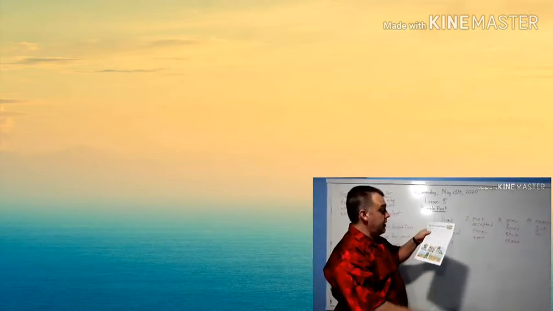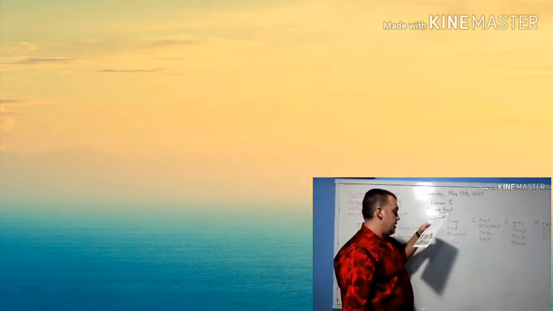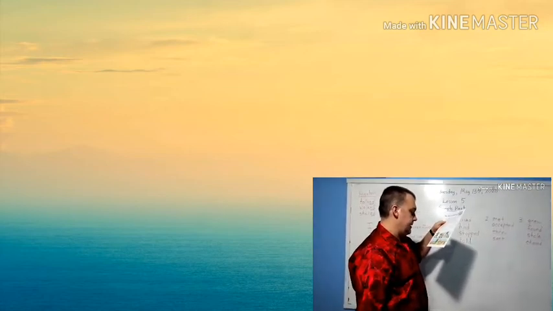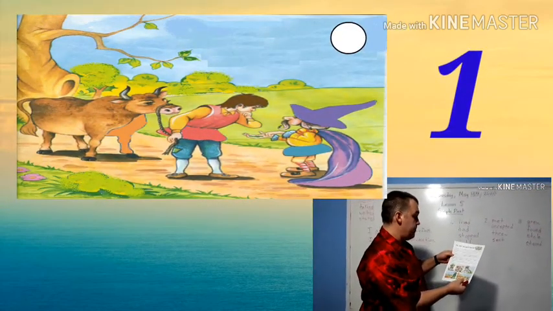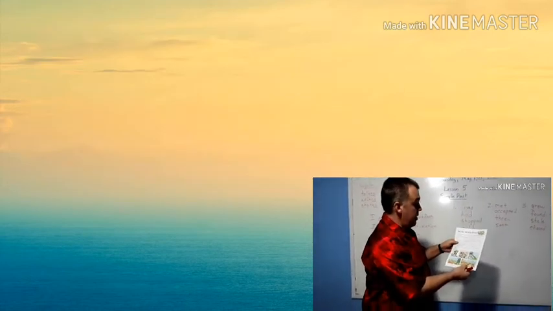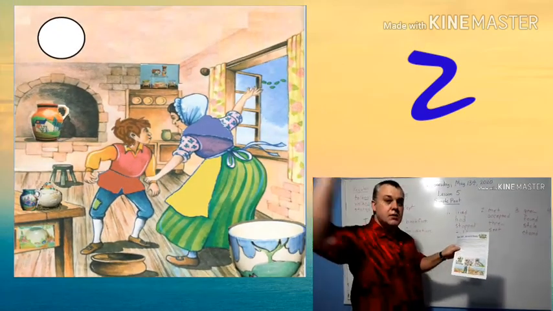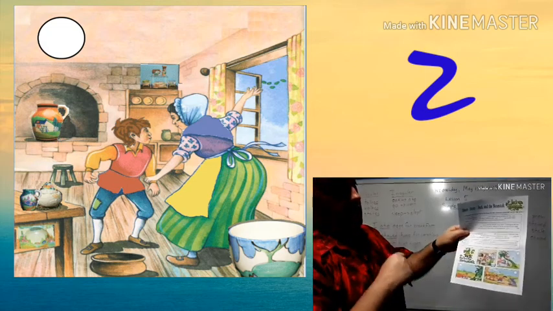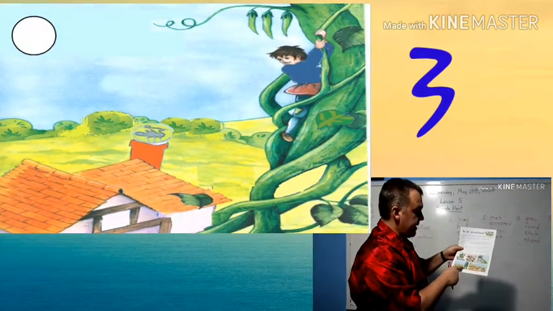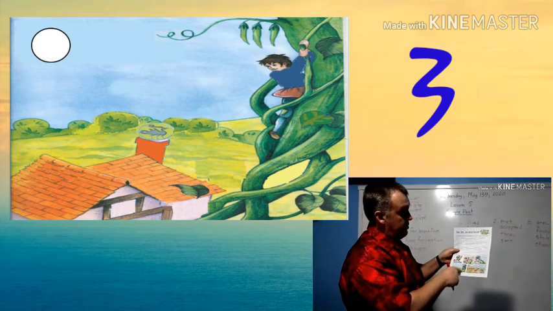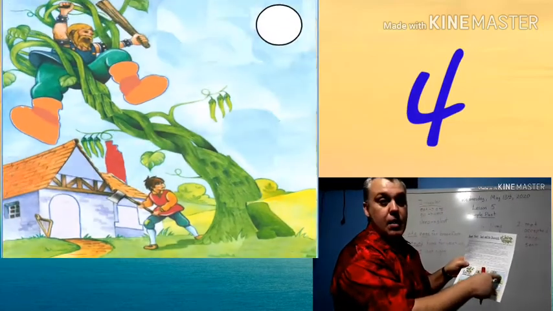So the first one, they sell the cow, right? That has to be down here, right here. That has to be number 1, okay? Because they went to town. Number 2, his mother threw out the beans. Here's his mother throwing beans out the window, right here. Okay? Number 3, the beanstalk grew up and Jack climbed it. This would be number 3.